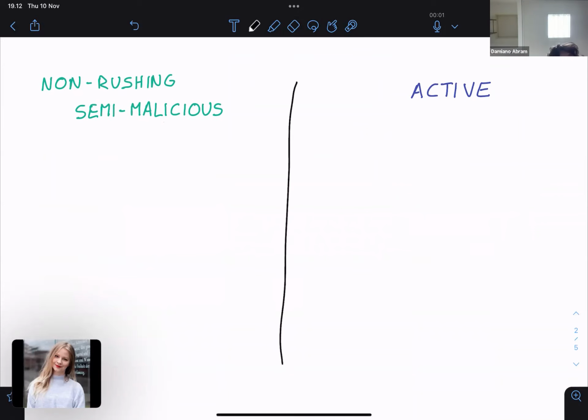A non-rushing semi-malicious adversary is like a semi-honest one in the sense that it has to follow the protocol, but at the beginning, it can also choose the randomness of the corrupted players as it likes. And this adversary will be non-rushing. So this choice of the randomness is made at the beginning of the protocol, before the messages of the honest parties are delivered.